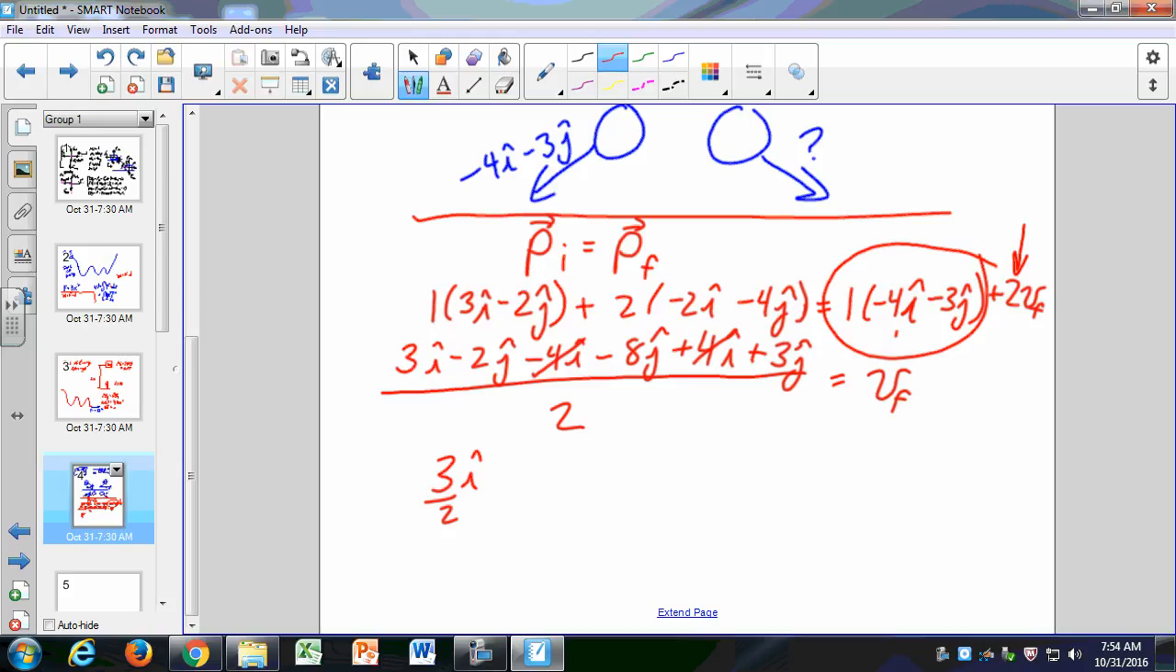Negative 10 plus 3 minus 7 halves j. And so that would be the correct answer in this case. That's the final velocity of the second particle. Very likely to have a problem like that. I'm pretty sure that you will.